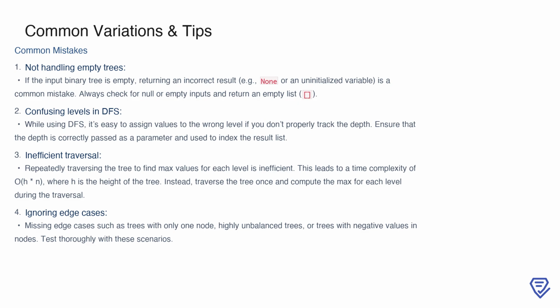Inefficient traversal is another pitfall. Traversing the tree multiple times to find the maximum value for each level results in unnecessary computations, increasing time complexity to O(h*n). Instead, aim to traverse the tree just once while calculating the maximum values simultaneously. Lastly, don't overlook edge cases. Trees with only one node, highly unbalanced trees, or even nodes with negative values can introduce subtle bugs. Thorough testing with these scenarios is key to building a robust solution.